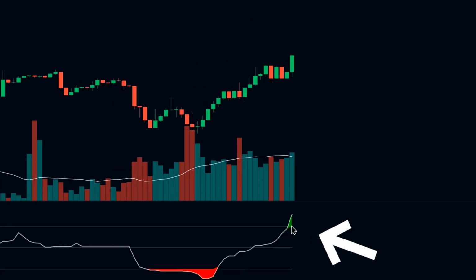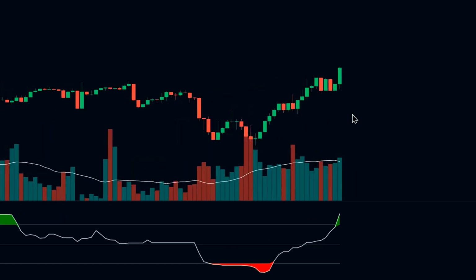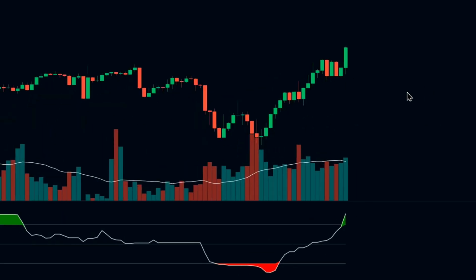Verify this by checking if the TTF line is above 100 on the scale. Check if the crossover candle has enough bullish volume. The last histogram bar on the volume indicator being teal and above the white moving average shows this. Confirm that the price has broken and closed above the most recent resistance level.